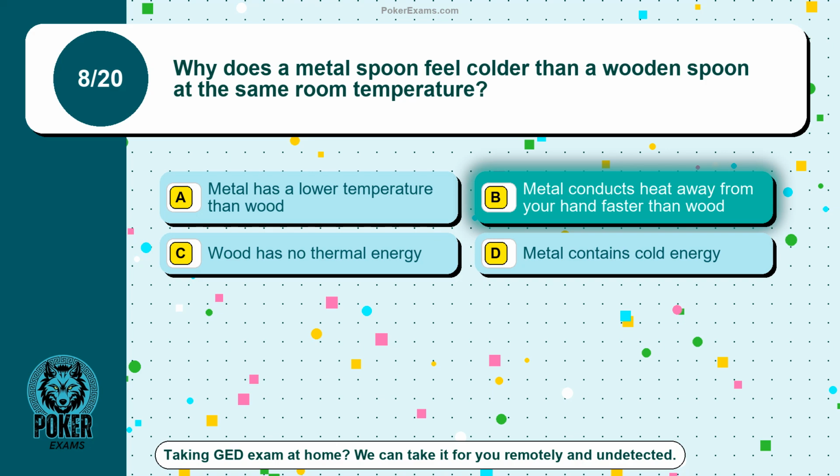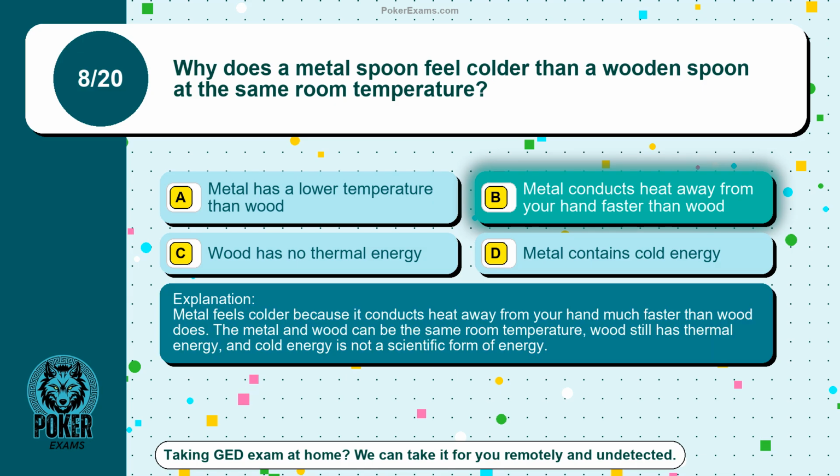The correct answer is option B. Metal conducts heat away from your hand faster than wood. Metal feels colder because it conducts heat away from your hand much faster than wood does. The metal and wood can be the same room temperature, wood still has thermal energy, and cold energy is not a scientific form of energy.